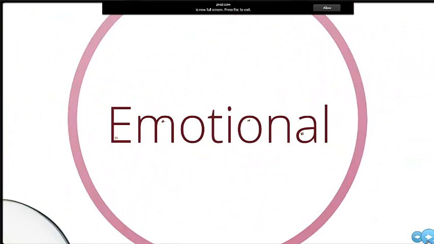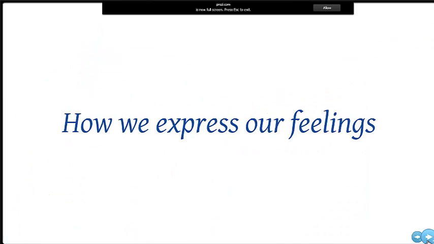The next component is what we call emotional health. Emotional health is simply how we express our feelings. A lot of people will tie emotional health and mental health together, thinking they're the same thing. But in reality, mental health is how we process those feelings, and emotional health is how we express those feelings.